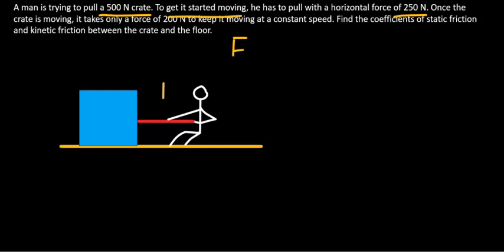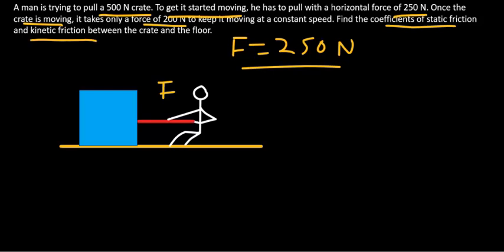So the force F, when it's 250 newtons, the object will start to slide, about to move. Once the crate is moving, it takes only a force of 200 newtons to keep it moving at a constant speed. Find the coefficients of static friction and kinetic friction between the crate and the floor.